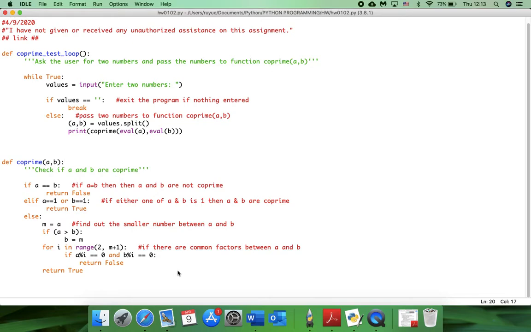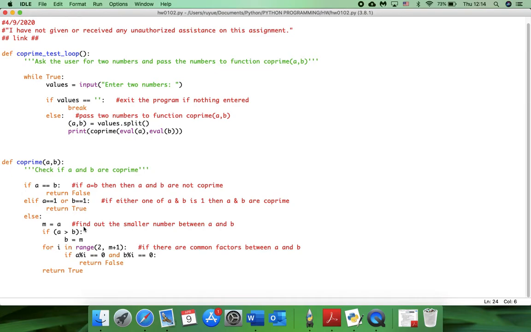So the logic of this function is, first of all, we only consider positive integers in this assignment. So first, if A and B are equal, then they are not coprime because they have more than one common factor. They have one and themselves. Else, if either one of A and B equals 1, then they are coprime because they only have one common factor, which is 1.